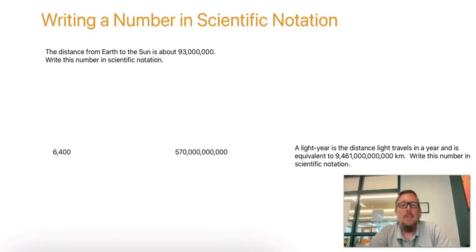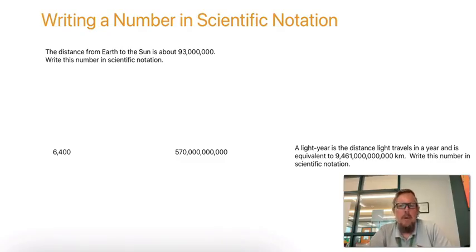Let's talk about scientific notation. Scientific notation is useful for two main things. One thing that scientific notation is useful for is writing very, very big numbers in a small, compact space. And the other thing it's really useful for is writing really, really small numbers in a tiny space. And scientific notation is all based on writing numbers multiplied by powers of 10.